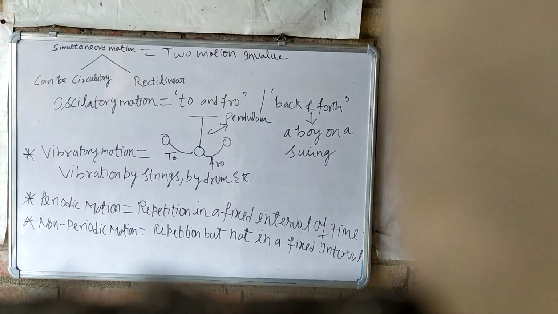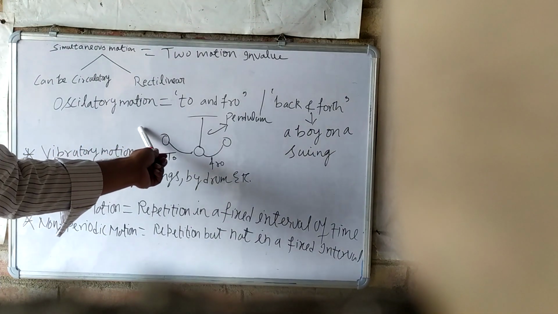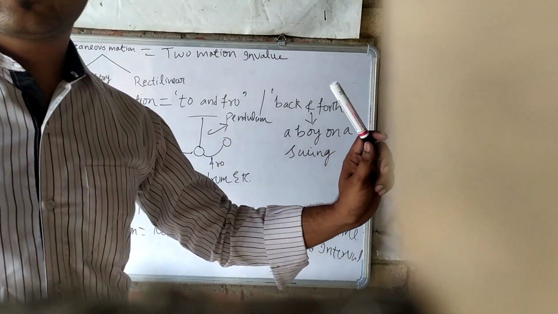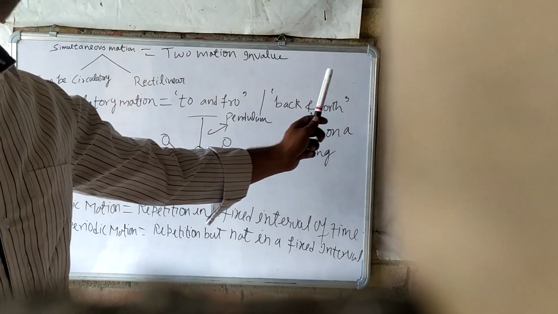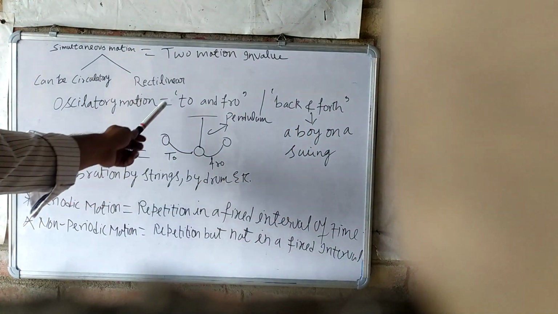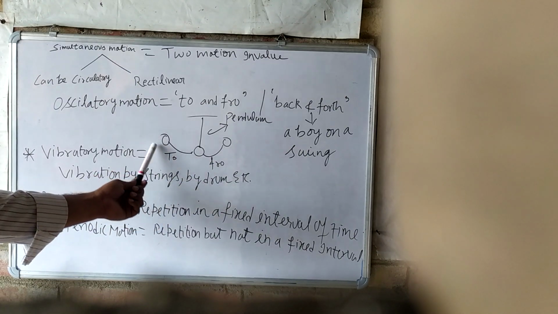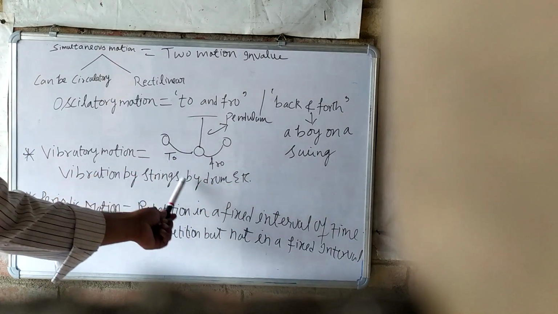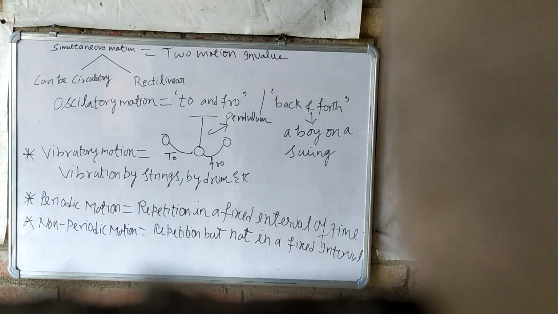Then we will study oscillatory motions. In this, what happens? To and fro or back and forth motion. To and fro means we can see the pendulum. Here we have a pendulum moving to and fro. This kind of motion we can say is oscillatory motion.